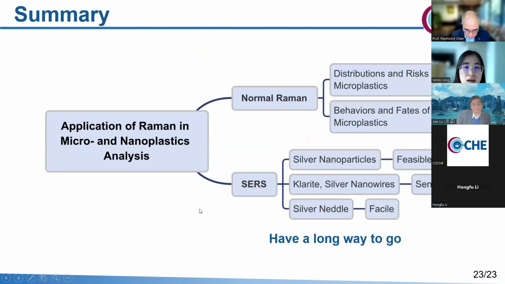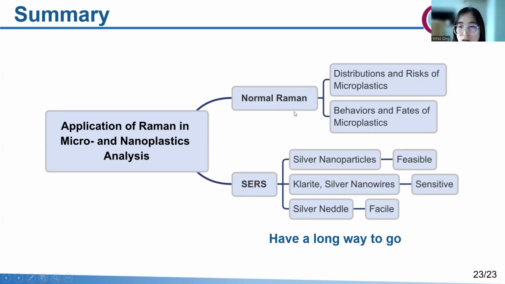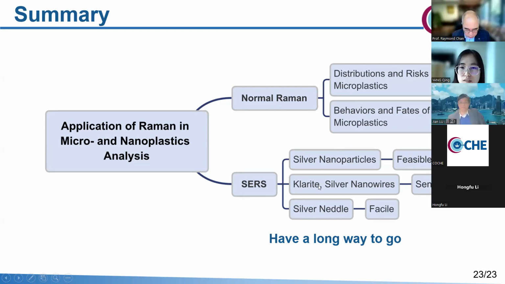To sum up, I have introduced the application of SERS in micro and nanoplastic analysis. As for normal Raman, it has been used in the analysis of biological samples and environmental samples. Based on this data, we can reveal the risks of microplastics to humans. The studies on nanoplastics are at the beginning stage, and the methods based on SERS need to be continuously improved to meet the detection requirements of biological samples.